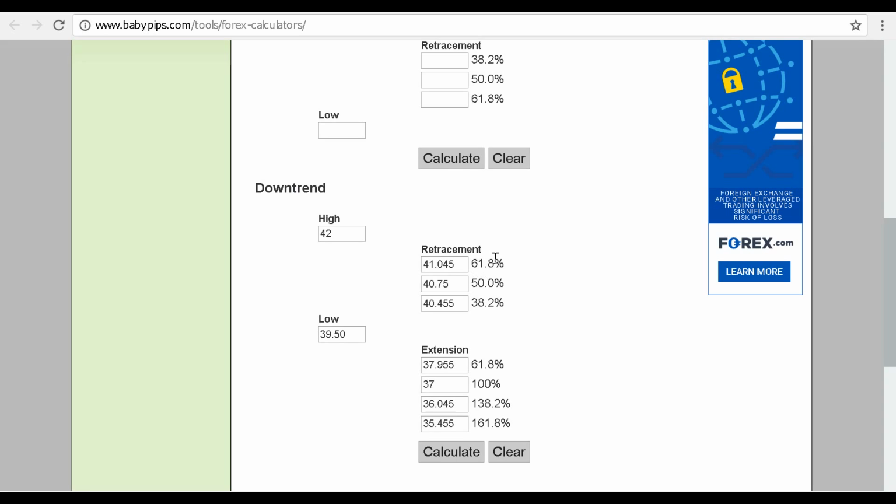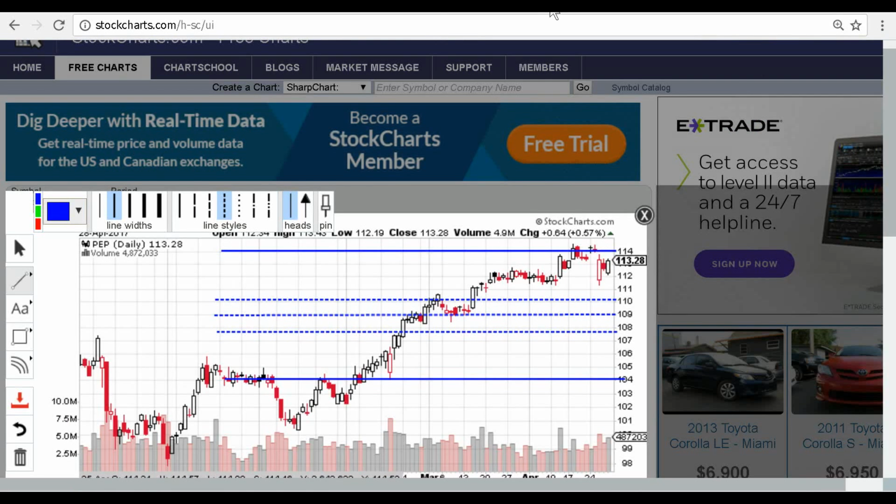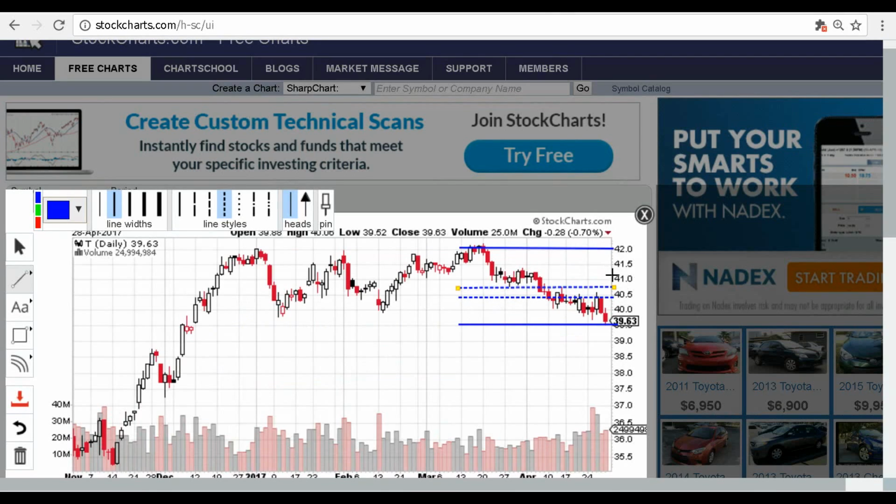And then finally, a deeper retracement would be 61.8%. That's around 41.045. Can we just say 41? I think so. 41 and a little bit more, right about there. There we go. Actually, yeah, right there. Okay. If it retraces and breaks through this line, if it goes further than that, then according to the fib idea, this is a true turnaround.